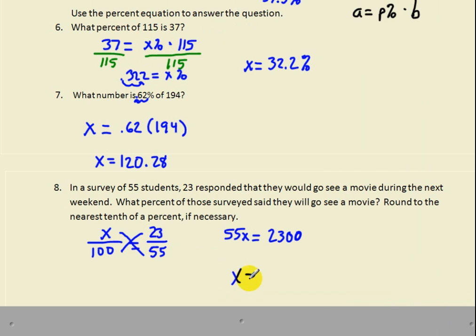Okay, so X equals 41.8%. So there you go with solving percent problems. Remember, please, to take a systematic approach to these so you don't get quite so confused. Good luck.